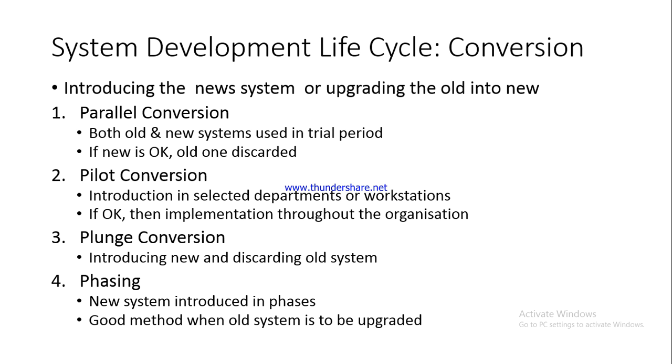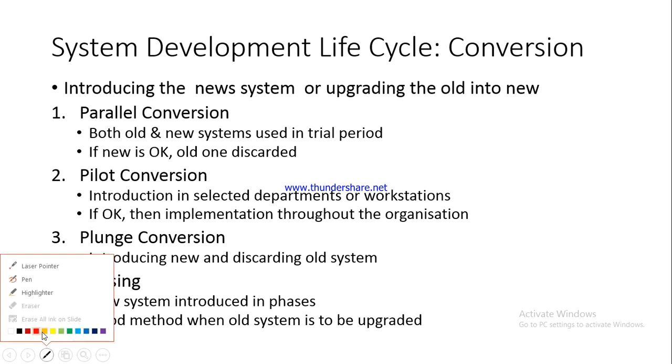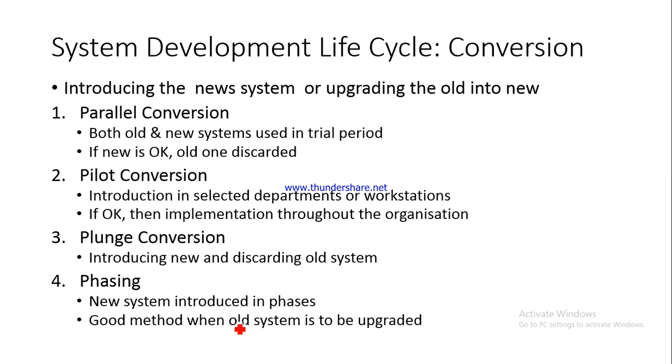And then we have got the phasing. Now what happens in a phasing kind of a conversion? Please understand, new system is introduced in phases. What could happen, for example, one module is introduced first across the organization, then if it is working fine, then you move ahead with the second module. This way, in phases, you will go for the conversion. So in phases, you will discard the older system, and in phases, you will replace the older system by the new information system. So new information system is introduced in phases, and this is generally a good method when you are upgrading the old system, right? So do it in phases.